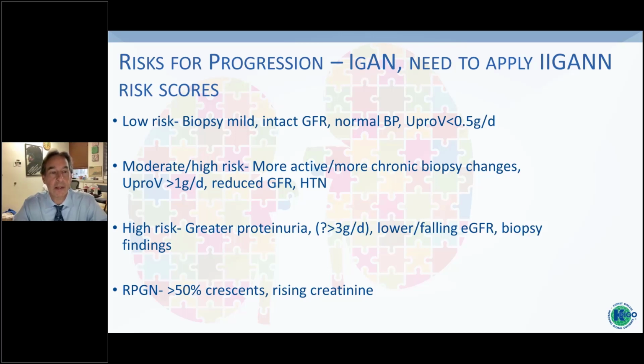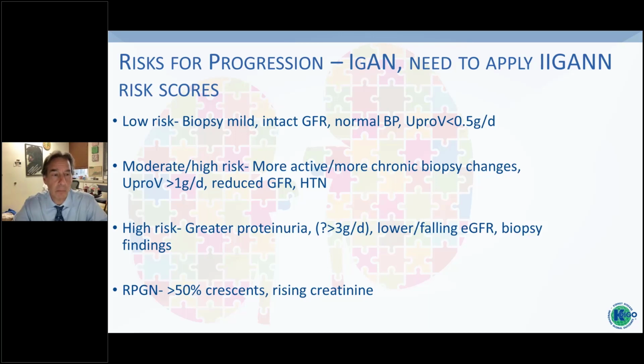Now, long-term, these patients may come to risk and need more aggressive therapy, but with supportive care, these patients generally do well. At more moderate and higher risk are patients with more active, more chronic biopsy changes with urine protein excretion rates of more than 1 gram per day, those with reduced GFR or kidney function, and those with other risk factors such as uncontrolled hypertension, and they need our attention, they need our therapy for sure.